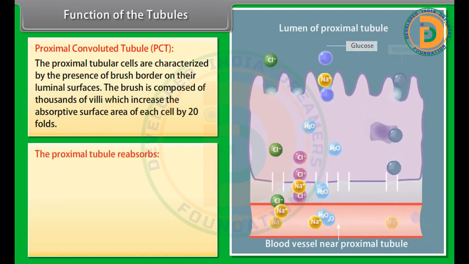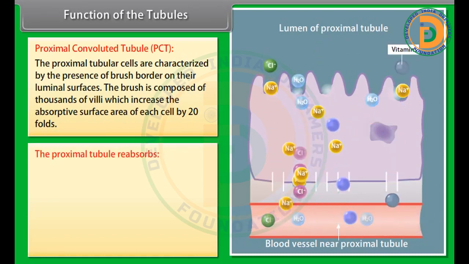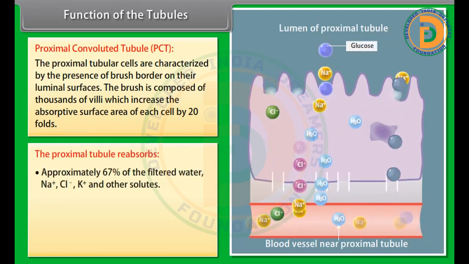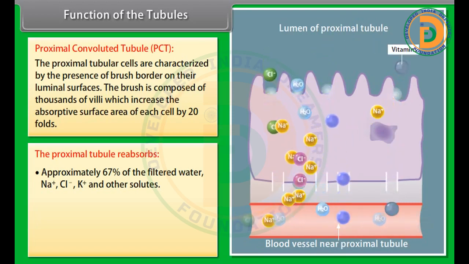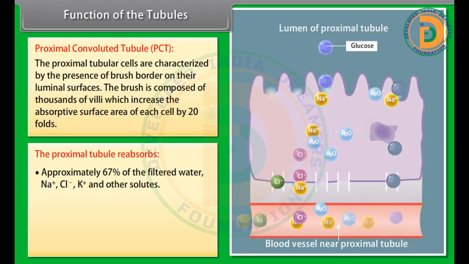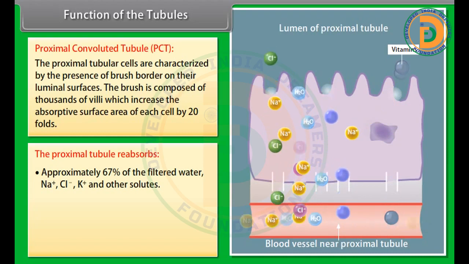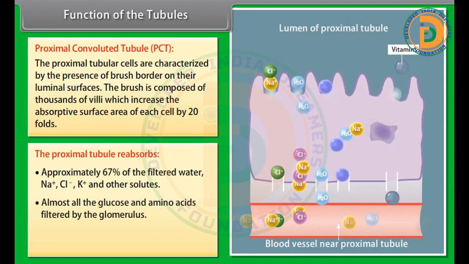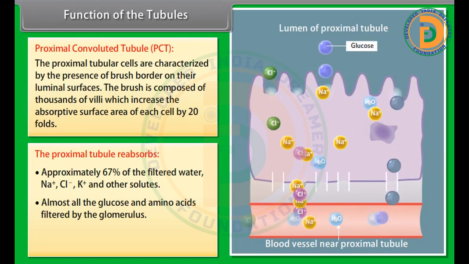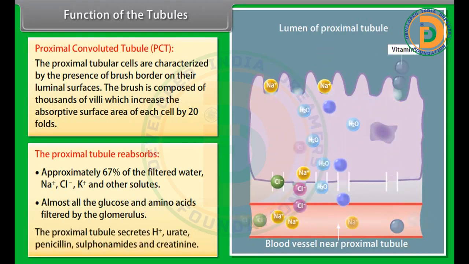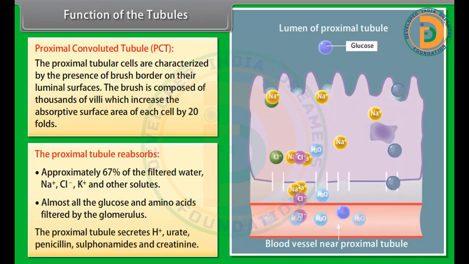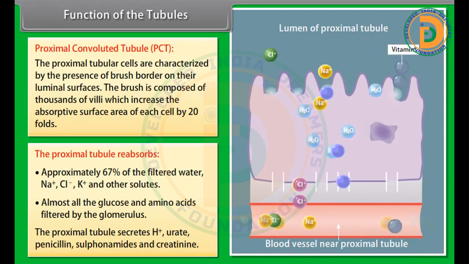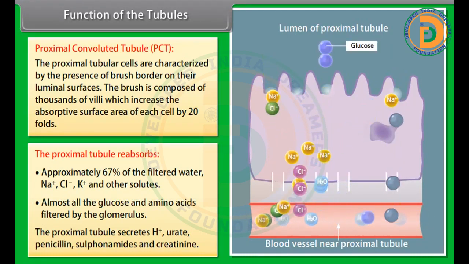The proximal tubule reabsorbs approximately 67% of the filtered water, Na+, Cl-, K+, and other solutes. Almost all the glucose and amino acids filtered by the glomerulus are also reabsorbed. The proximal tubule secretes H+, urate, penicillin, sulfonamides, and creatinine.